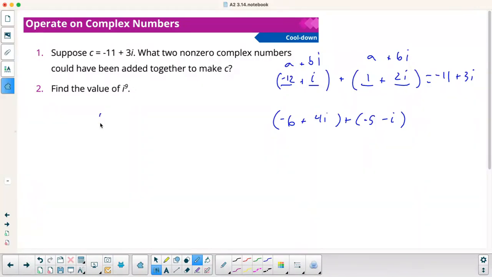All right, i to the ninth. So how many smaller powers? Usually 4 would be the best to do it. Every i to the fourth is equal to 1, so that's 1 times i.